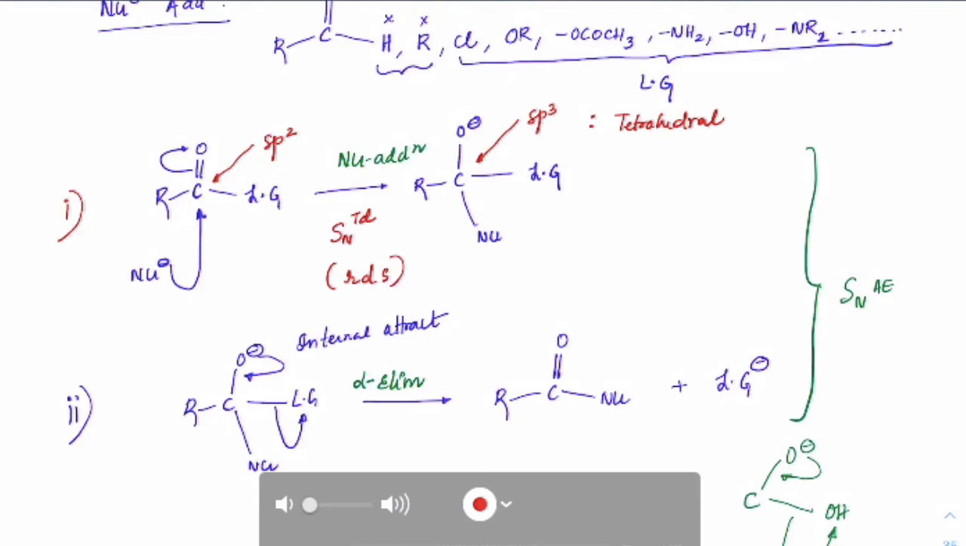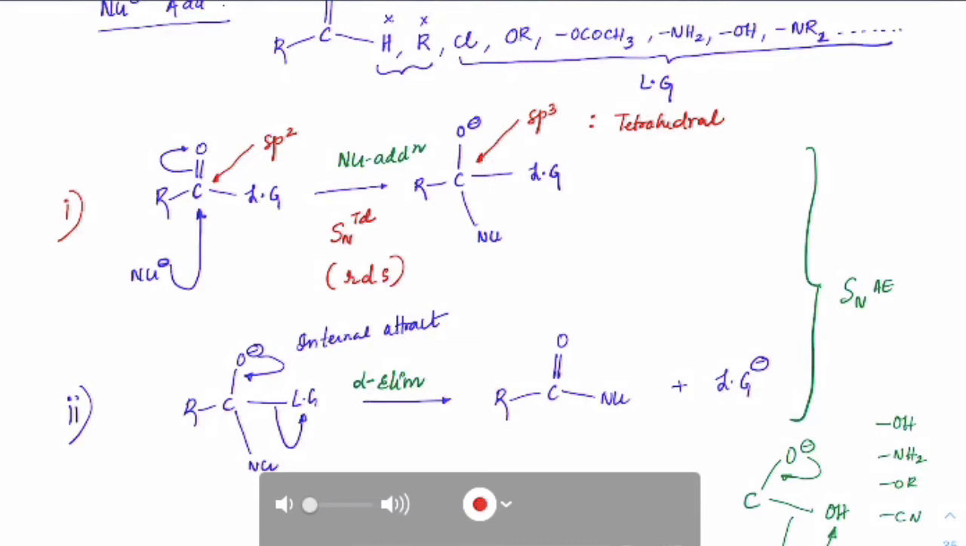And being an unstable species earlier, it can even release any of the weakest leaving groups like OH, NH2, OR, CN, except which one? H and R. H and R won't leave. That is the first thing I told you, right? Other than that, every other leaving group we have studied in the morning also, except H and R, everything can be released in the elimination step.